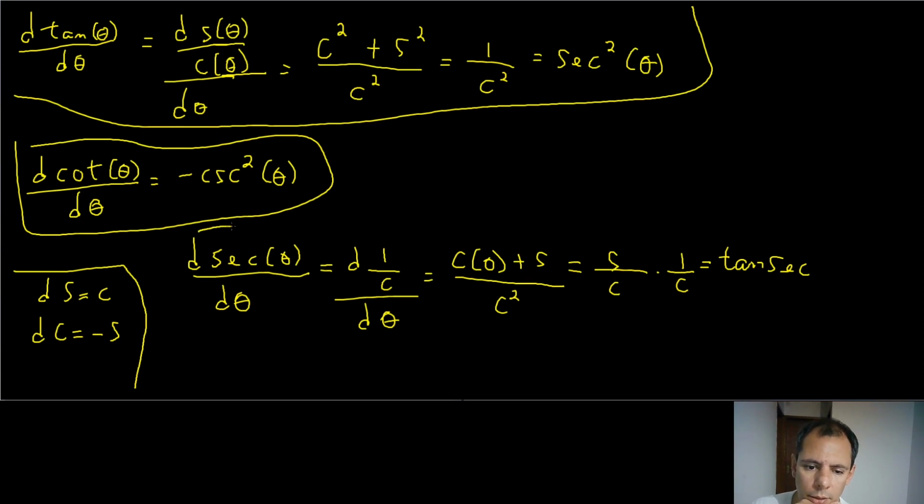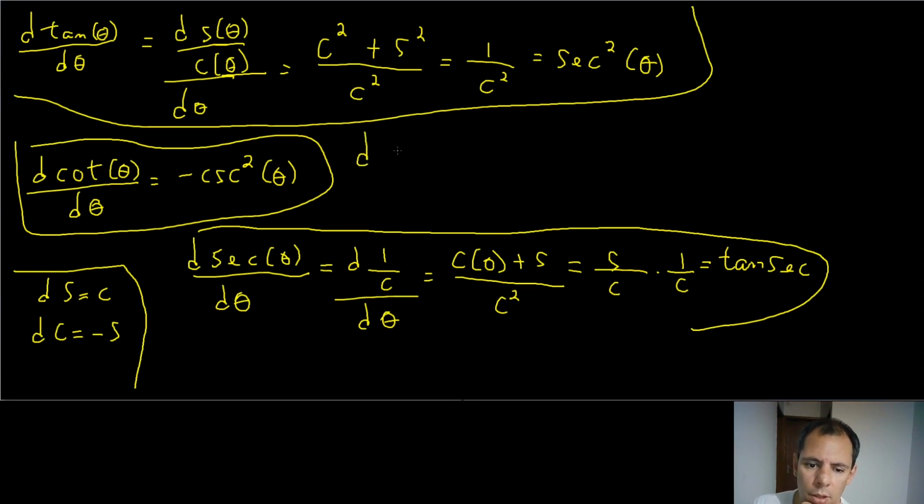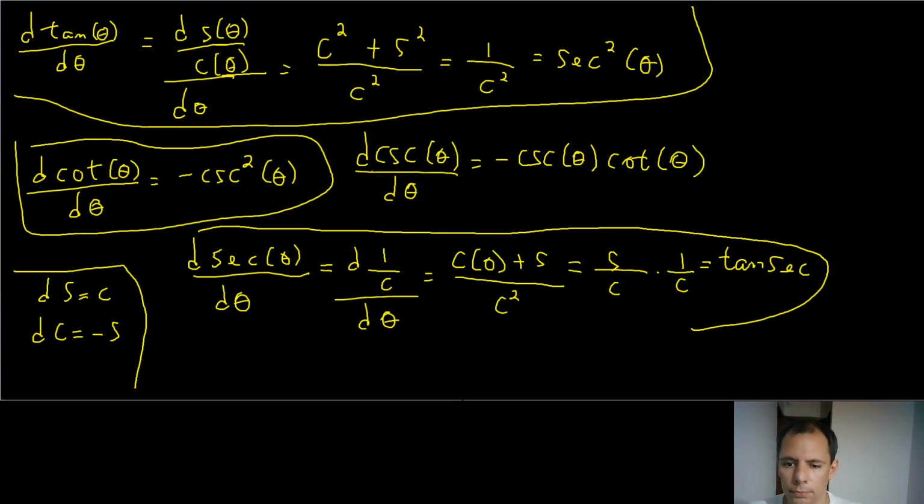And analogously, if you do the same thing for the derivative of the cosecant of theta with respect to theta, you're going to find that it's minus the cosecant of theta times the cotangent of theta. All right, and that's it.